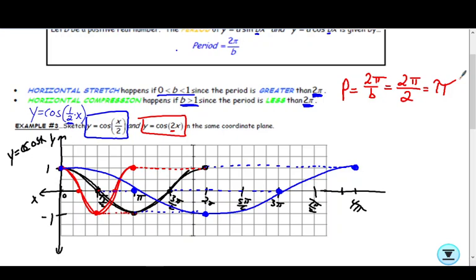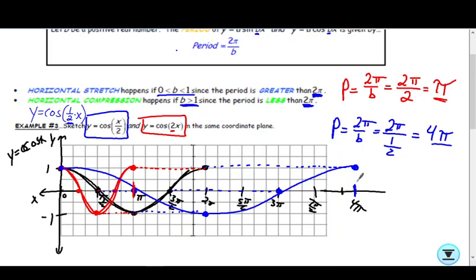So what the period basically is telling us is how long this cosine wave is. One full wave takes only pi, that's why it stops right here at pi. Same thing with the blue one. If we use the equation, p equals 2 pi over b, which is 2 pi over 1/2, which ends up being 4 pi. And again, my new length for that one is from 0 to 4 pi.